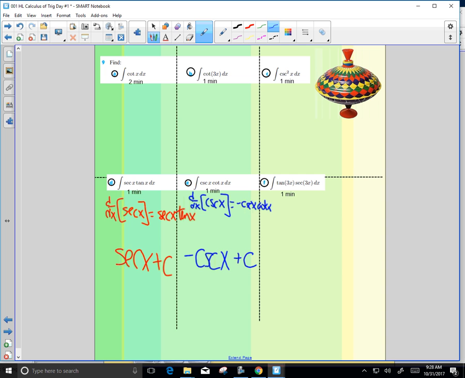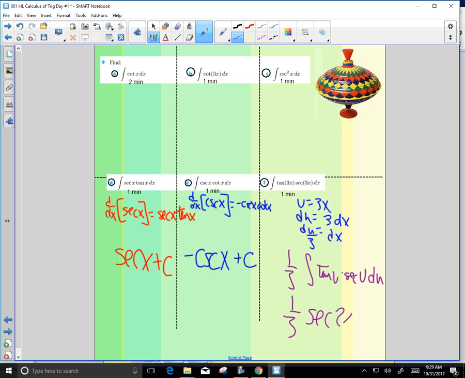Okay, then for this one, we are going to have u is equal to 3x. What's du? 3dx. Or you could say dx is equal to du over 3. So in place of dx, I can put du and pull out a 1/3. 1/3 integral of tangent u secant u du. What is that? Secant u. Is that a 3x though? Plus c.